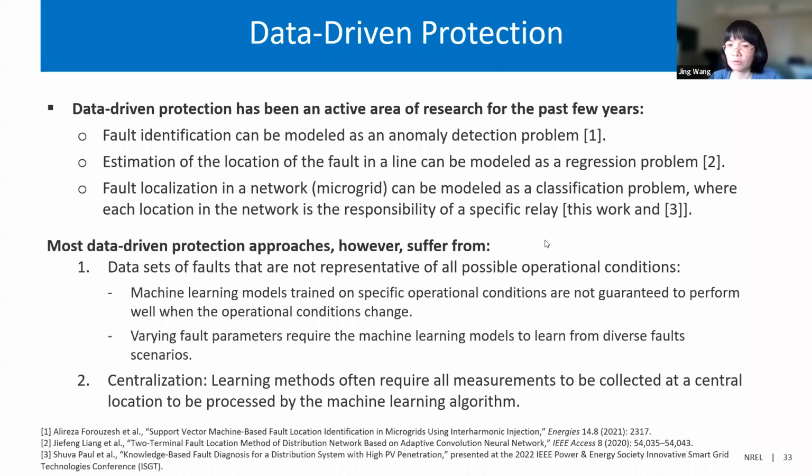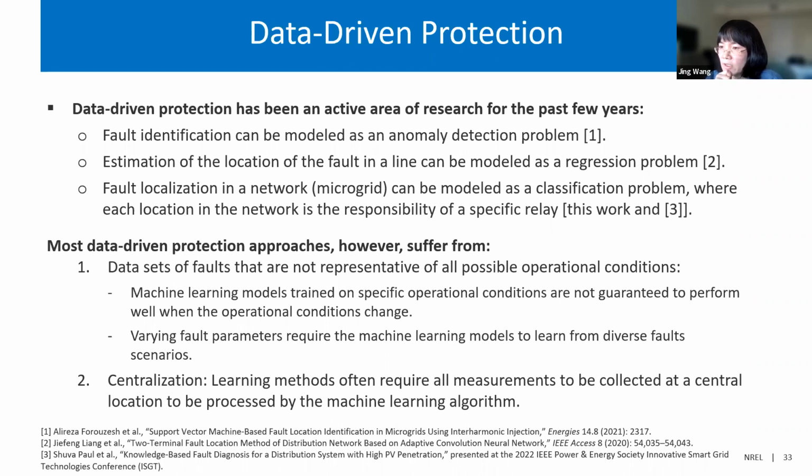And that's why we use data-driven protection to design the protection. We did some homework. We first see what has been done. For the existing work, the fault identification can be modeled as an anomaly detection problem, and the estimation of the location of the fault can be modeled as a regression problem.